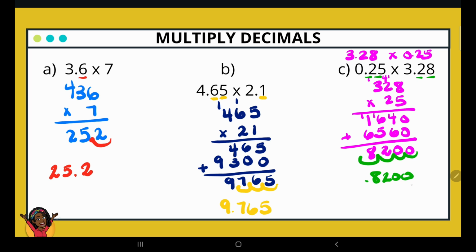0.8200. I can also rewrite this by dropping off those zeros. So I can just rewrite it as 0.82. It does not change the value. I can have a million zeros behind this 2 and it would be the exact same number.